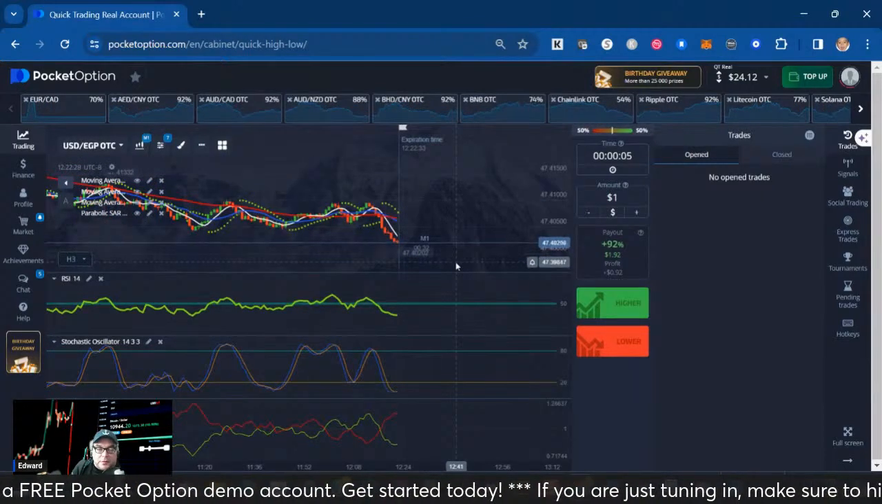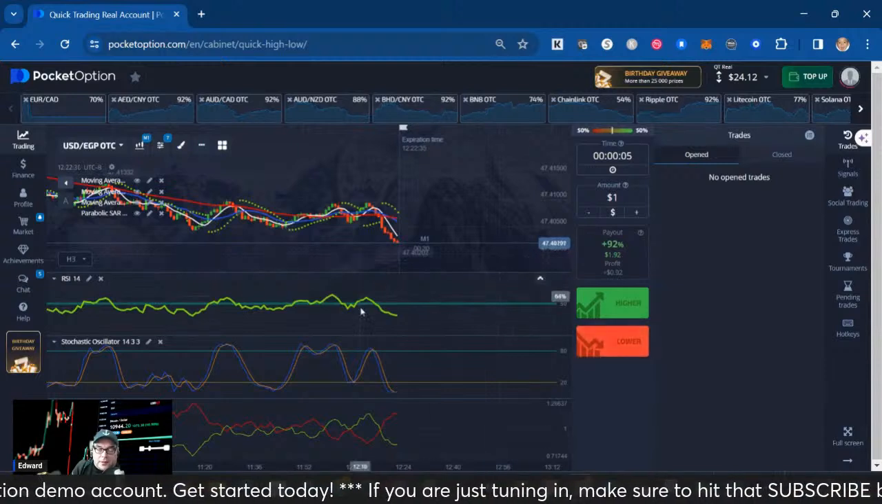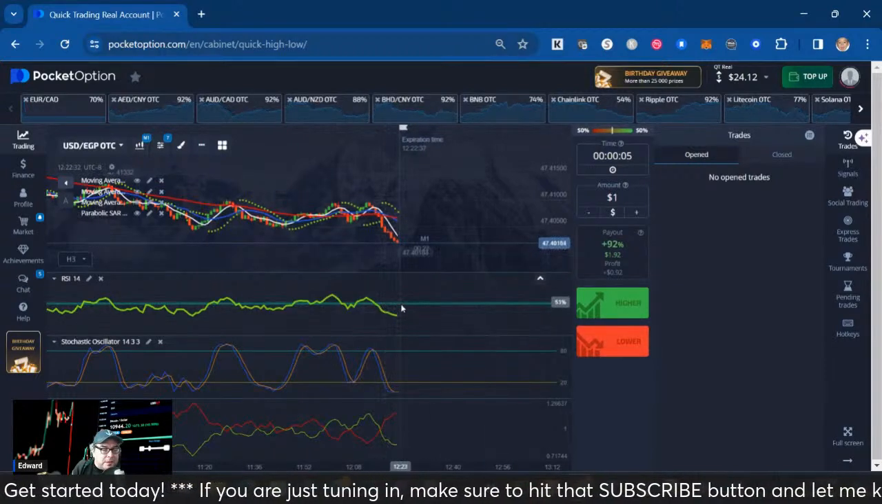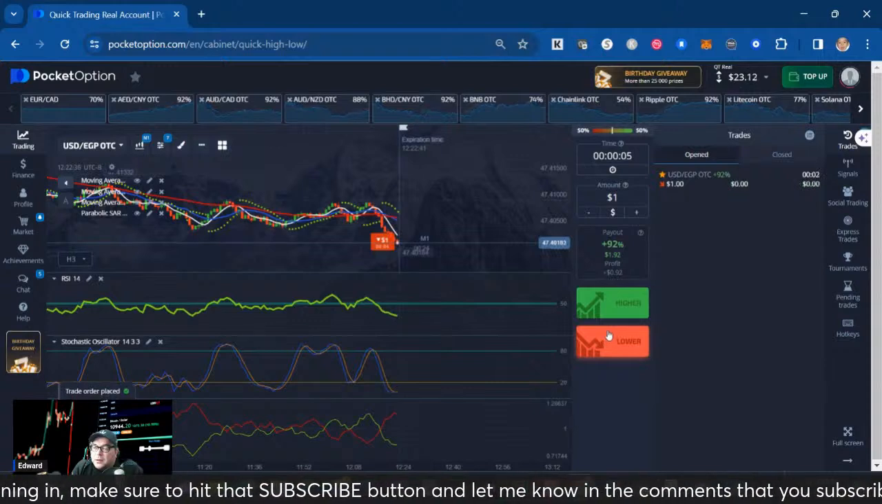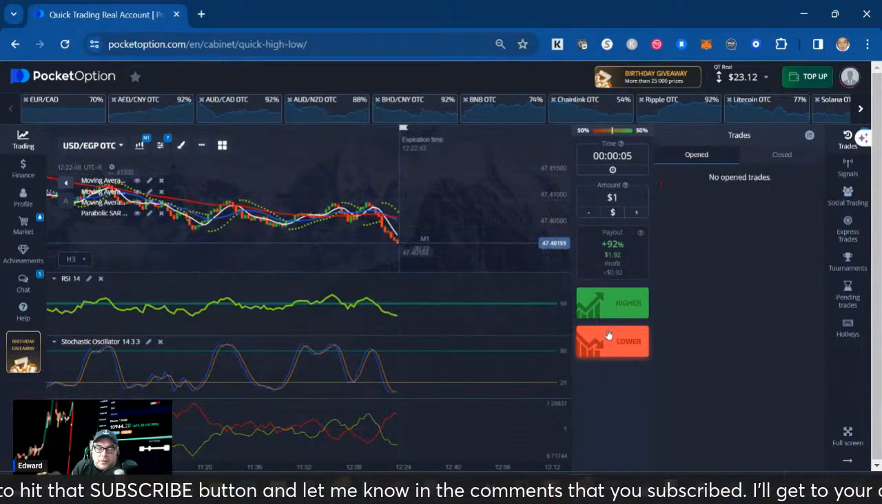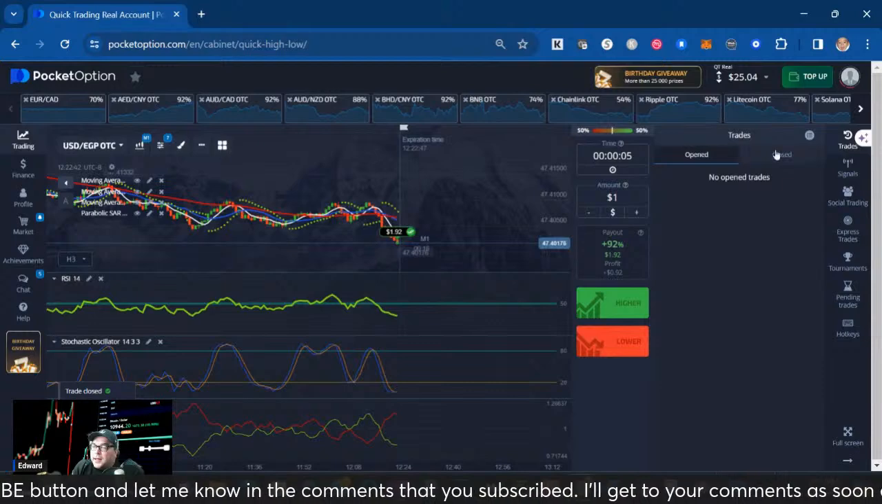It still looks like it's moving downwards. You can see this really big chasm here of RSI action. I'm going to put a 5 seconds down. 4, 3, 2. Nope, I'm going to lose this one. 1. Oh, I got it. Holy smokes.